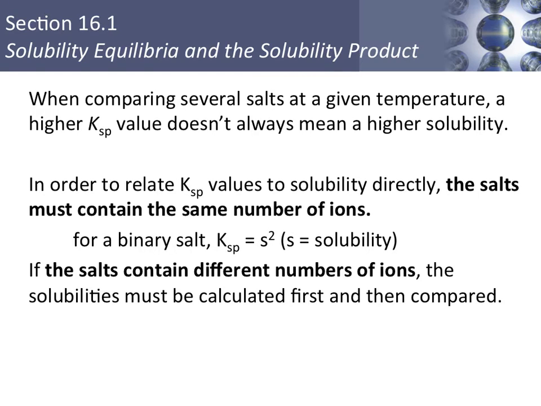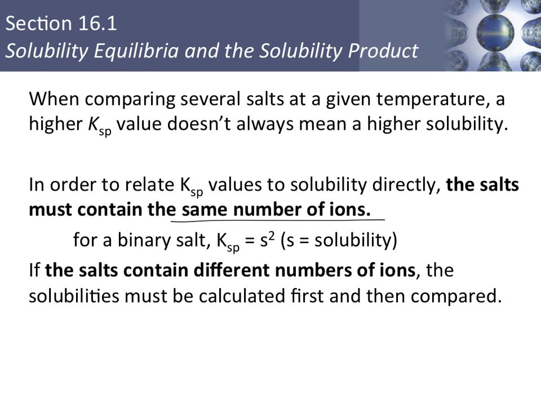We cannot just compare Ksp values to tell us something about the solubility like we did with, say, Ka values for acids. In order to compare Ksp values directly, the salts have to contain the same number of ions. For example, if you had a binary salt, say like silver iodide or copper iodide, we would calculate the Ksp by taking the concentration of the cation times the concentration of the anion. And for something like silver iodide, those would be the same value. So you could say S squared, where S is our solubility in moles per liter.